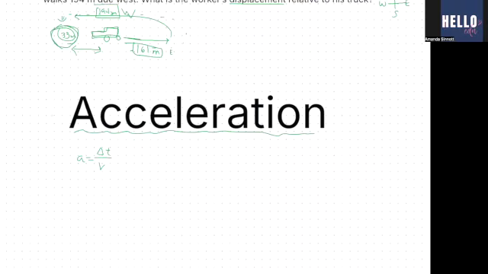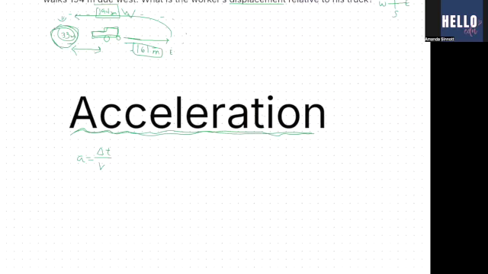All right, we're going to now talk about acceleration. So this is a big concept in physics because a lot of us think, oh, acceleration, that means something's moving fast like a car. That's not all it means. So acceleration means the velocity is changing. So acceleration is a change in velocity and time.